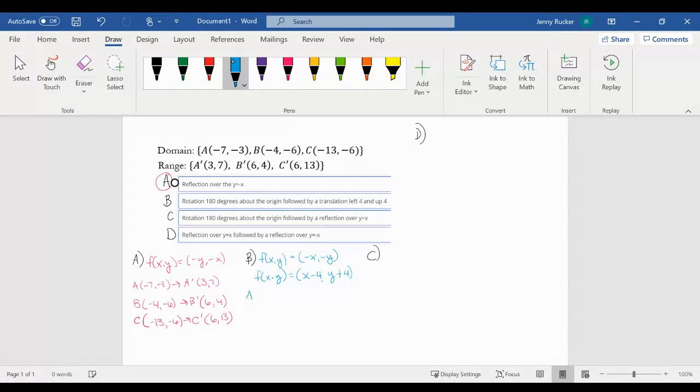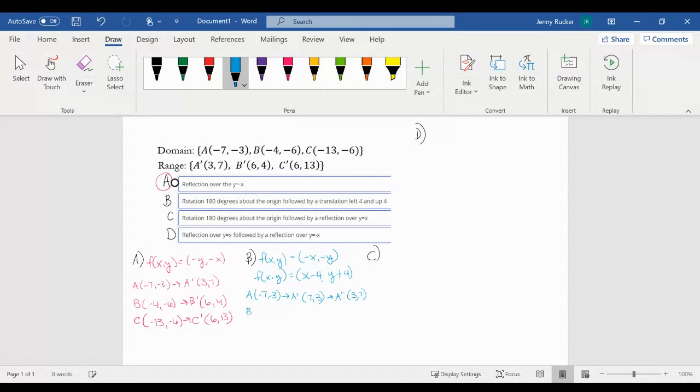Let's look at point A, which is at (-7, -3). This would map to (7, 3) when we apply the rule opposite of x, opposite of y. Then if we apply the rule of x minus 4, that would be 7 minus 4 is 3. Y plus 4 would be 3 plus 4 is 7. So it appears as though this rule works for A.